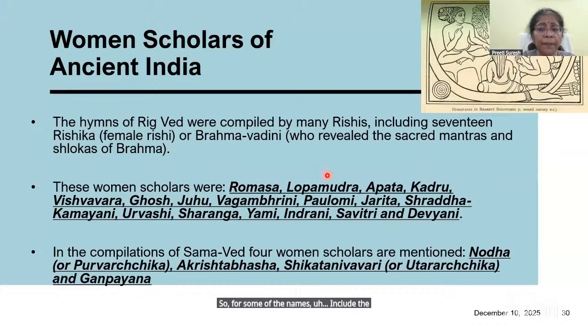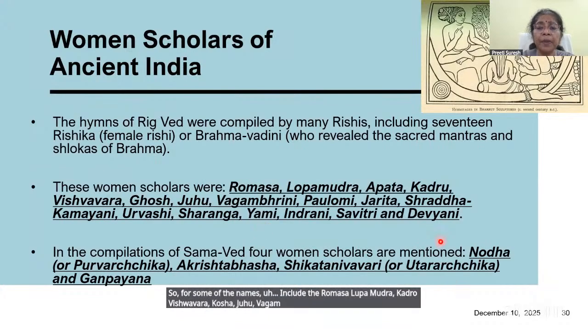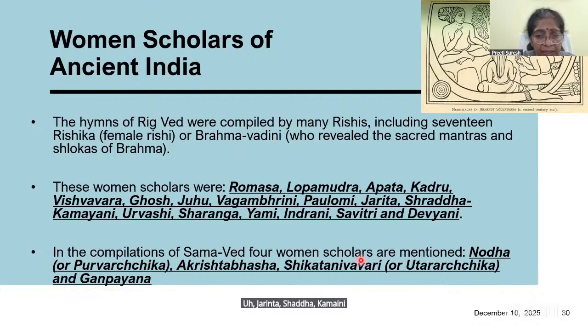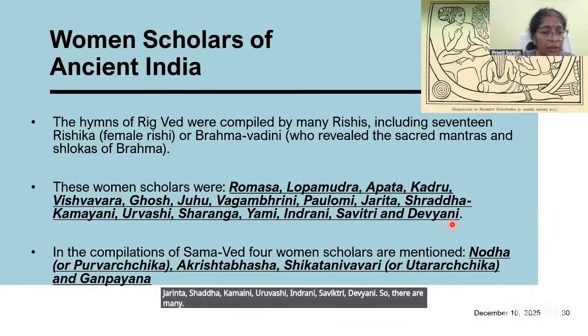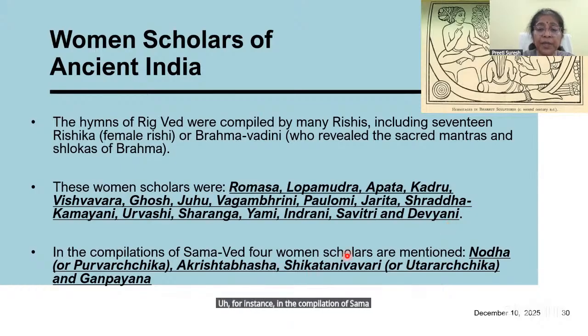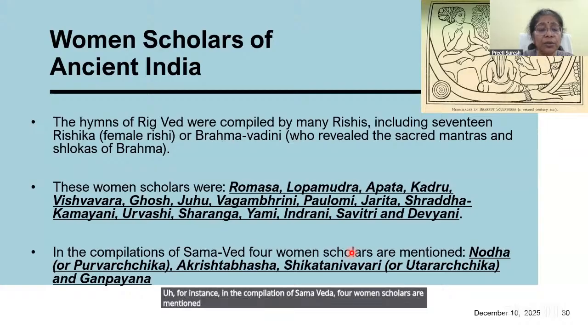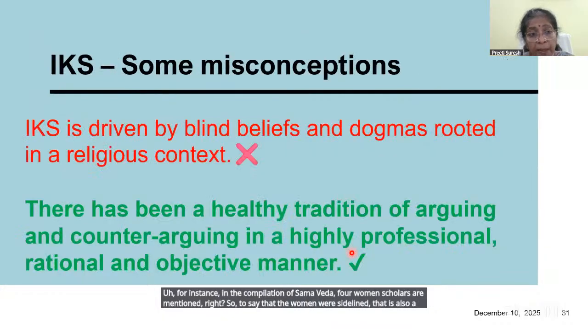Some of the names include Romasa, Lopamudra, Kadru, Vishwavara, Ghosha, Juhu, Vagambhrini, Paulomi, Jarita, Shraddha, Kamayani, Urvashi, Indrani, Savitri, Devayani. So there are many, many more women scholars who have contributed to these ancient texts as well. For instance, in the compilation of Samaveda, 4 women scholars are mentioned. So to say that women were sidelined is also a wrong notion.